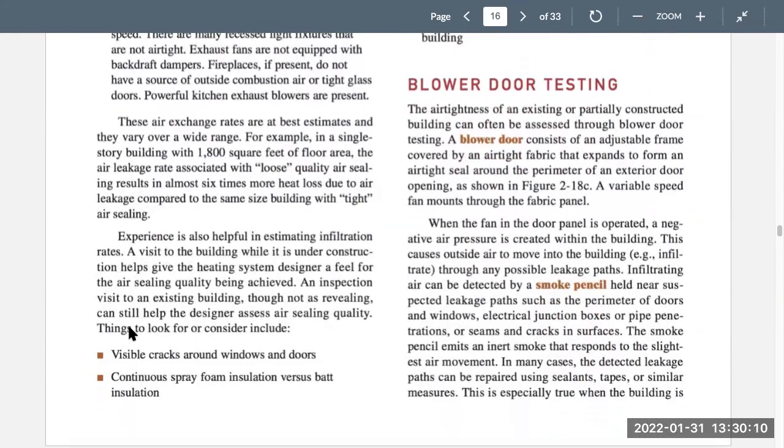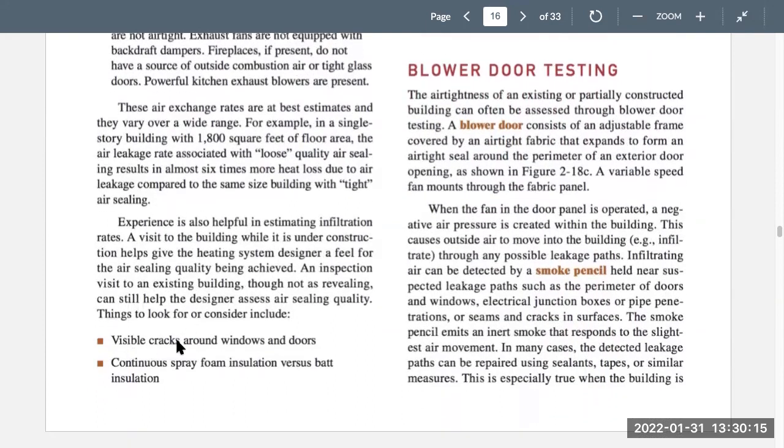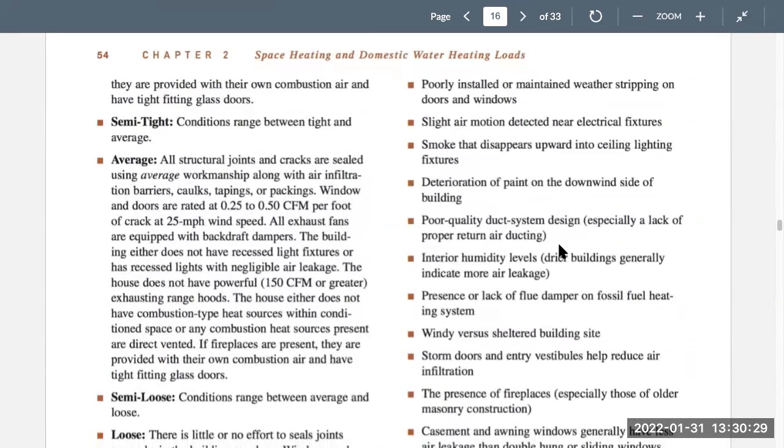So what are the kinds of things you look for to help you identify what type of building you have? If you have visible cracks around the windows and doors, do you have continuous spray foam insulation versus batt insulation? Spray foam would be better. You have poorly installed or maintained weather stripping on doors and windows. Slight air motion detected near electrical fixtures. Smoke that disappears upward into the ceiling. That means the lights have leaks around them into the ceiling. That would be if you were using something like an incense or a smoke pencil.